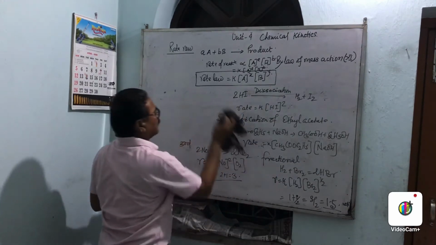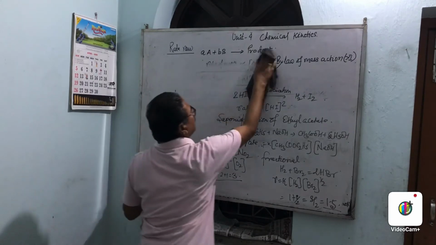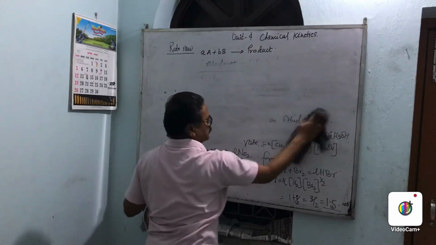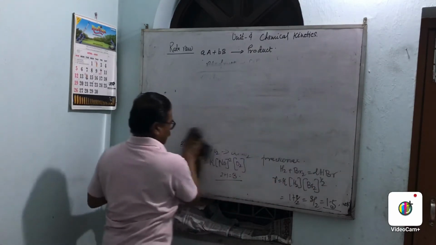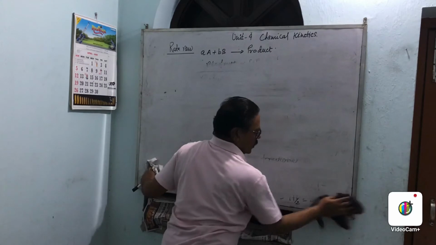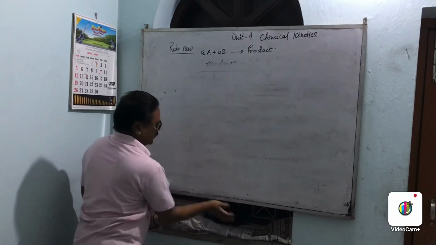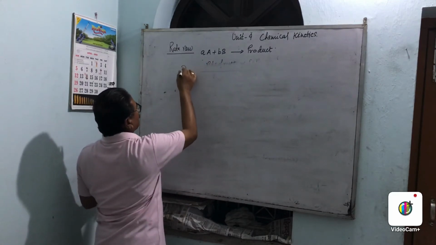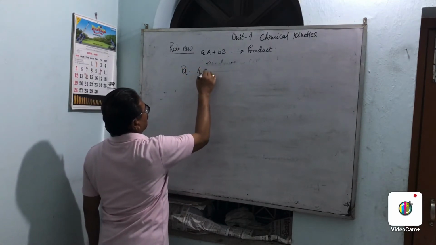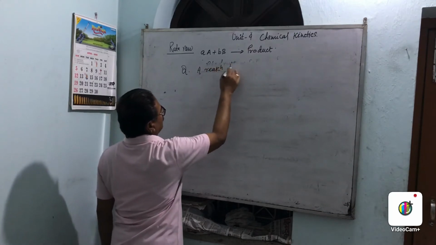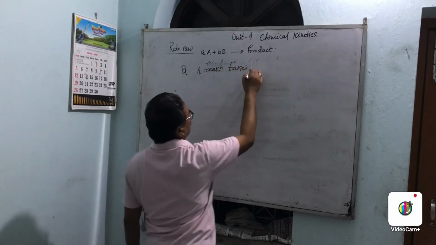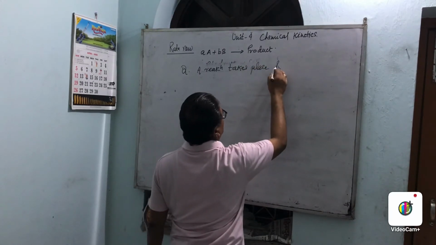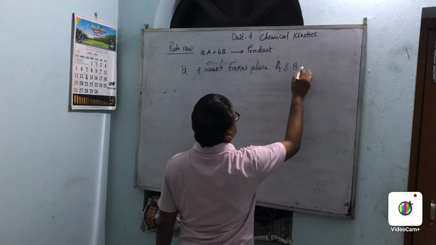So how do we write the rate law? One question: how do we write the rate law? Suppose a question: a reaction takes place between A and B.